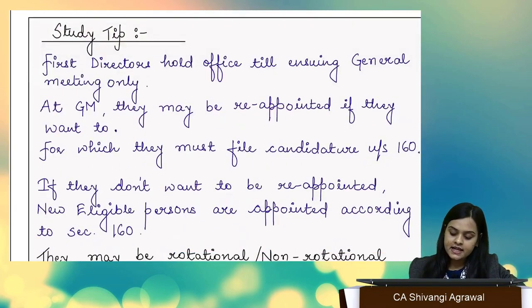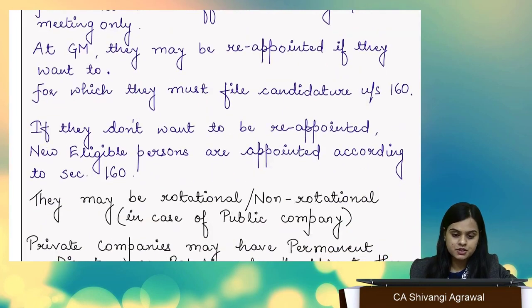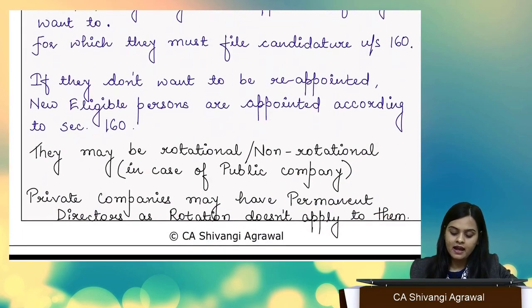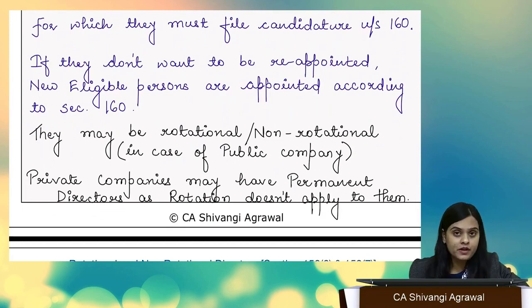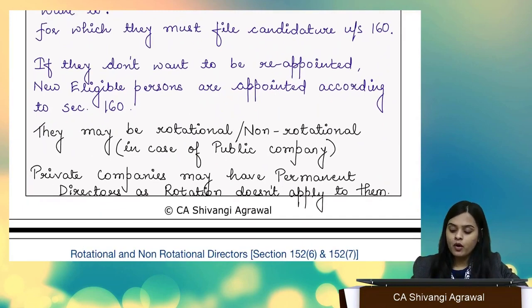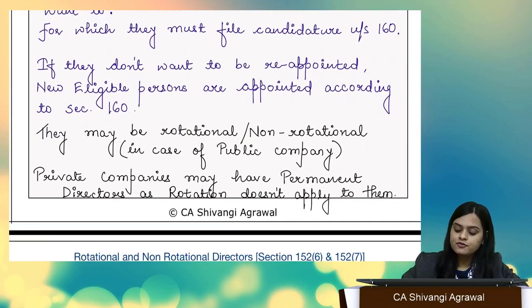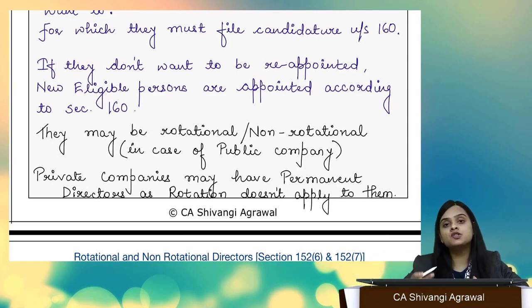First directors are going to hold office till the ensuing general meeting, and after that they can be reappointed or they may leave. If they want to be appointed again, they have to give their candidature. Because for appointment in general meeting, how is appointment at general meeting going to happen? When you give your candidature under section 160, your name is proposed, and in general meeting, the shareholders pass an ordinary resolution and appoint you as a director. So now that is going to happen.